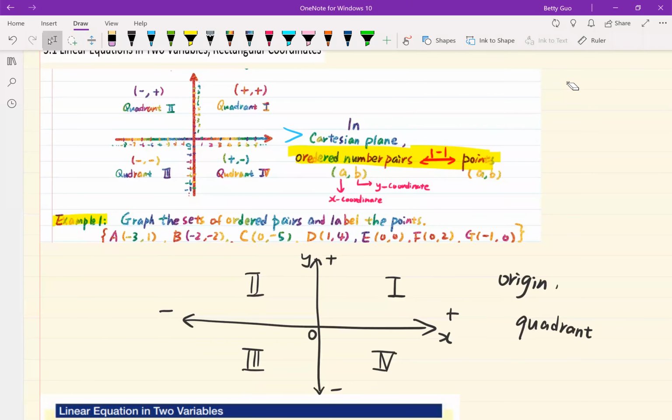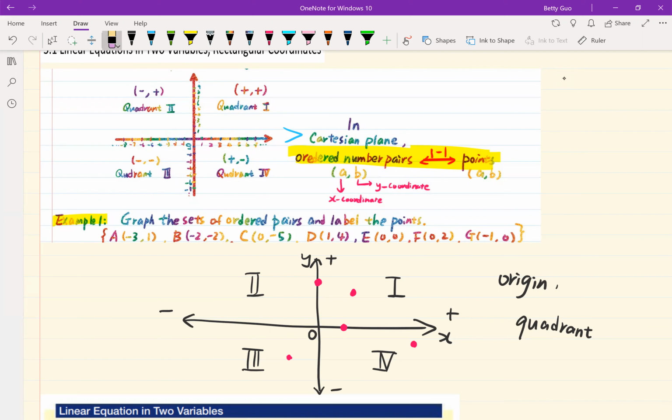How many points on the plane in a two-dimensional space in a rectangular coordinate system? We can see there are infinitely many, uncountably many points. For example, this is a point in quadrant 1. This is another point in quadrant 2. This one in quadrant 3. This one in quadrant 4. We can plot many points. And this point does not belong to any quadrant. It's on the x-axis. And this point doesn't belong to any quadrant. It's on the y-axis.